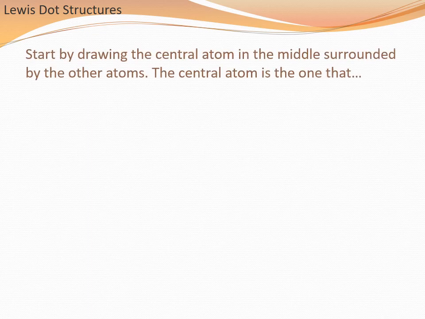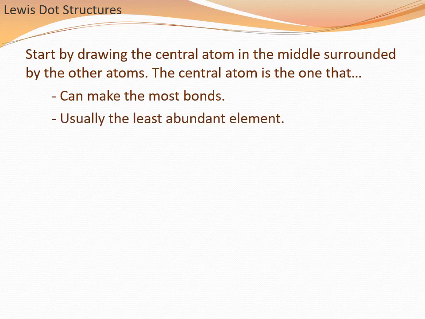As we move away from just drawing diatomics and start drawing more complex molecules, here's something to keep in mind. We start by drawing the central atom in the middle surrounded by the other atoms. The central atom is the one that can make the most bonds. And if there's a tie, well, the central atom is usually the least abundant element in the chemical formula.